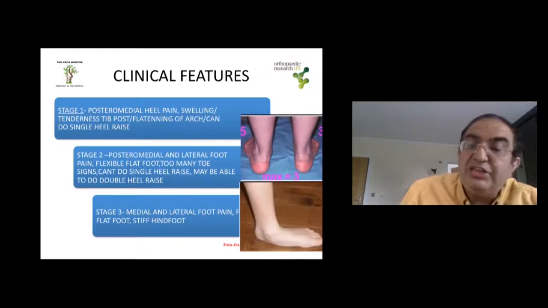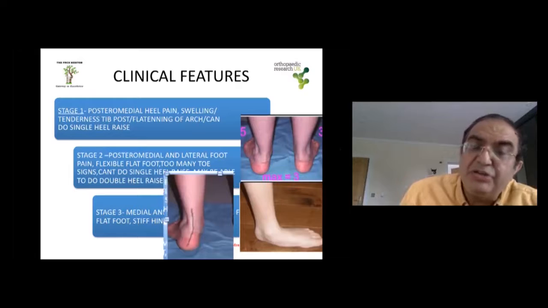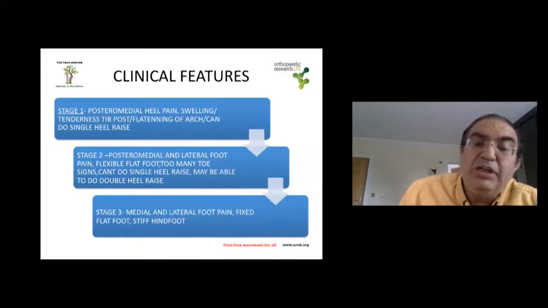So this is your stage three. As you can see, it's a fixed deformity. It doesn't correct and you have a stiff subtalar joint. So what are the investigations you do?